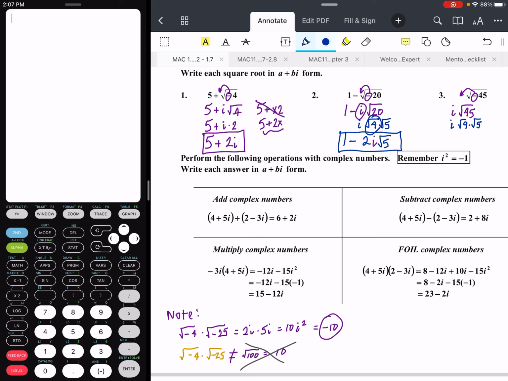I'll carry down the i just so I don't get confused. So that i is still out there. Square root of 9 simplifies to 3. Carry down my i, 3i, and then I keep the square root of 5. I can't pull out any more perfect square factors from that.